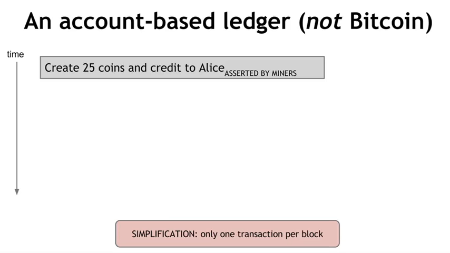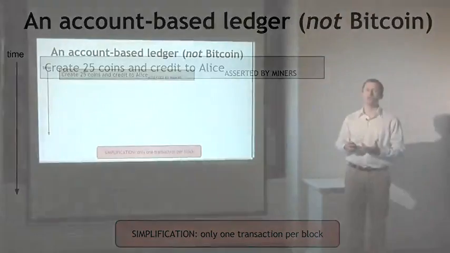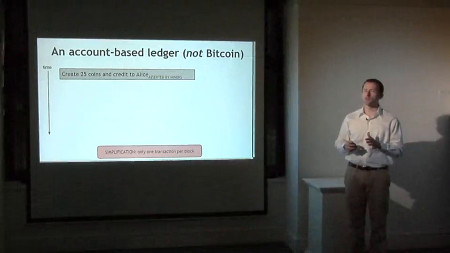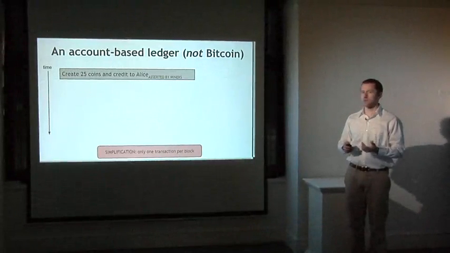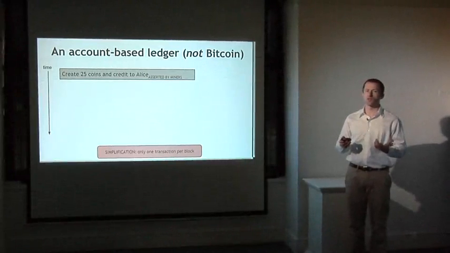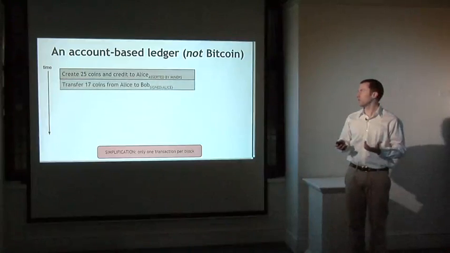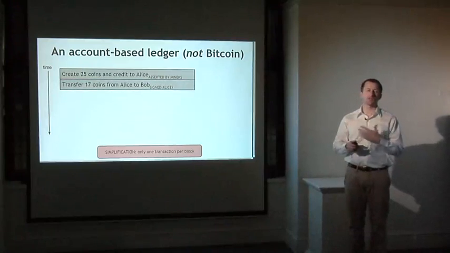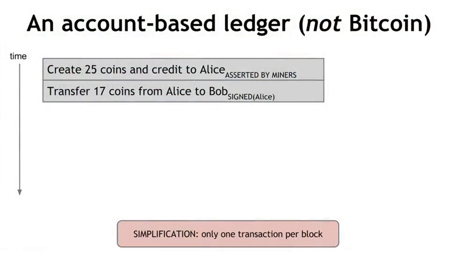The first model you might think of, which is actually a lot of people's mental model for how Bitcoin works, is that you'd have an account-based system. So you can add some transactions that create new coins and credit them to somebody. And then later you can transfer them and you just have a transaction that would say, we're moving 17 coins from Alice to Bob. That will be signed by Alice to authorize the transaction. And that's all the information that would be contained.